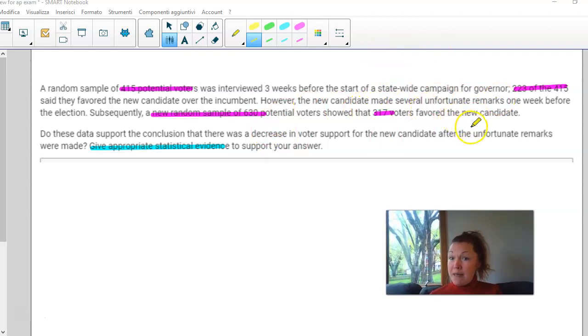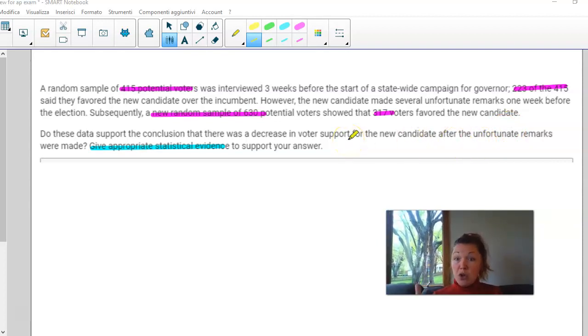However, the new candidate made several unfortunate remarks 1 week before the election. Subsequently, a new random sample of 630 potential voters showed that 317 voters favored the new candidate. Okay, what do we have here, you guys? We have 2 samples. That's important to note as we're reading. Do the data support the conclusion that there was a decrease in voter support for the new candidate after the unfortunate remarks were made? Give appropriate statistical evidence.